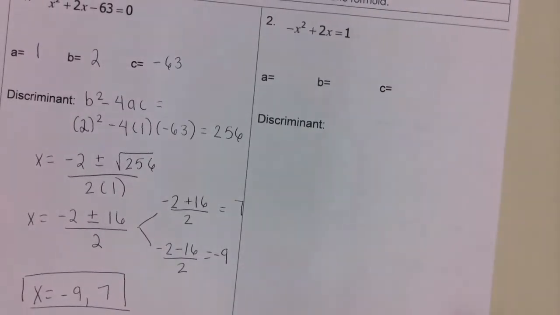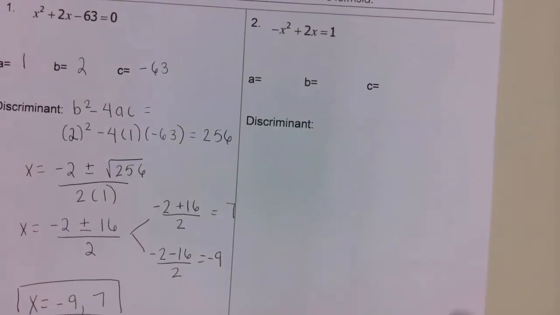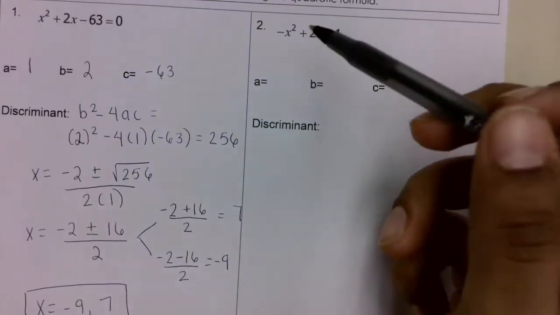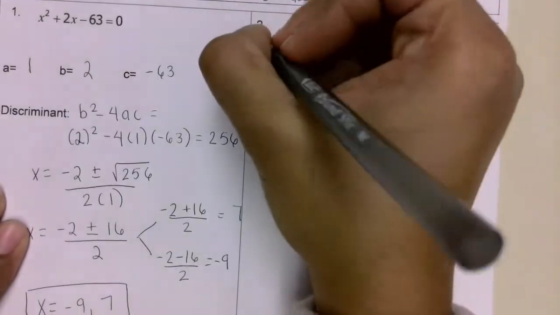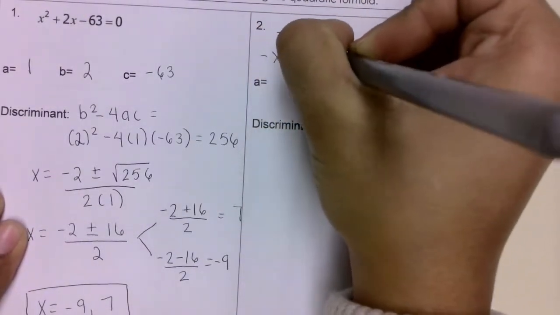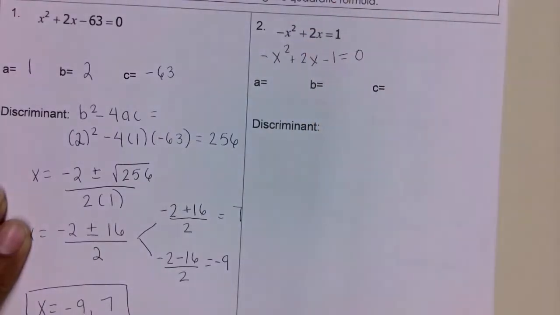All right, let's try number 2. So number 2, negative x squared plus 2x is equal to 1. Your first step is to make sure that it's all set equal to 0. So you want to move everything to the side that already has the x squared, so you want to move the 1 over. When you move the 1 over, it's going to change from a positive 1 to a negative 1, and it's set equal to 0 now.